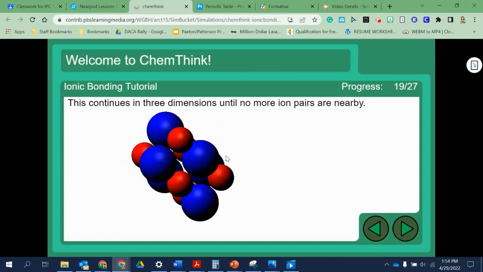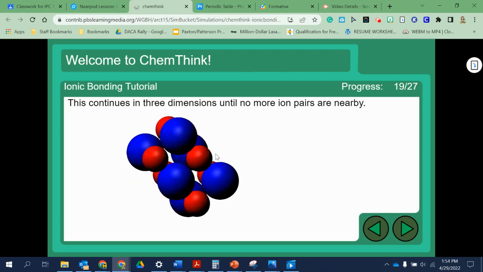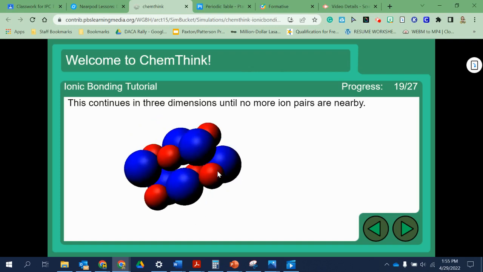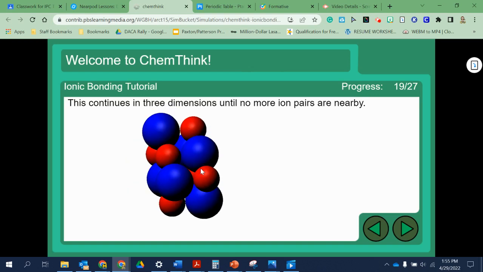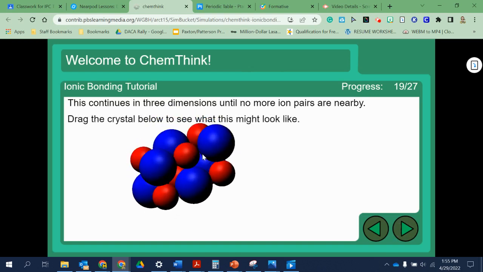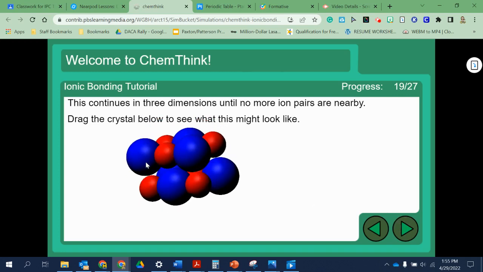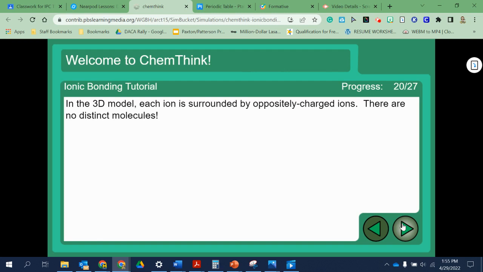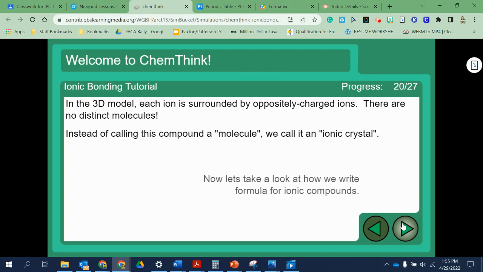This continues in 3 dimensions. When you spin this, you'll see that there's always a red touching a blue, always a positive touching a negative. We drag this below to see what this might look like. Again, every negative is connected to a positive. There aren't any distinct molecules. Instead of calling this compound a molecule, we'll call it an ionic crystal just because of its crystal-structured shape and they're made of ions. And we won't have to worry about writing the ionic compounds.